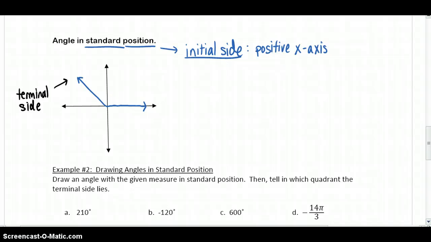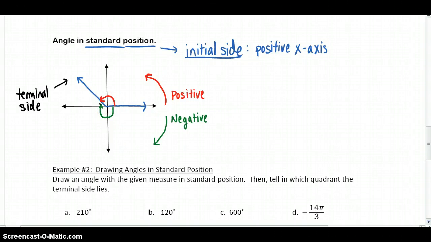Now the really important part of these angles is that we can have positive angles and we can have negative angles. So you really have to know which one you're dealing with and you have to label it in your picture. Positive angles always start at our initial side and go up, whereas negative angles start at our initial side and go down. So if I was trying to draw a positive angle here, I would go up and draw the arrow that way. If I was trying to draw the negative side, I would go down and draw the arrow this way. So it's really important that you label your angles when you sketch them with this arrow right here.